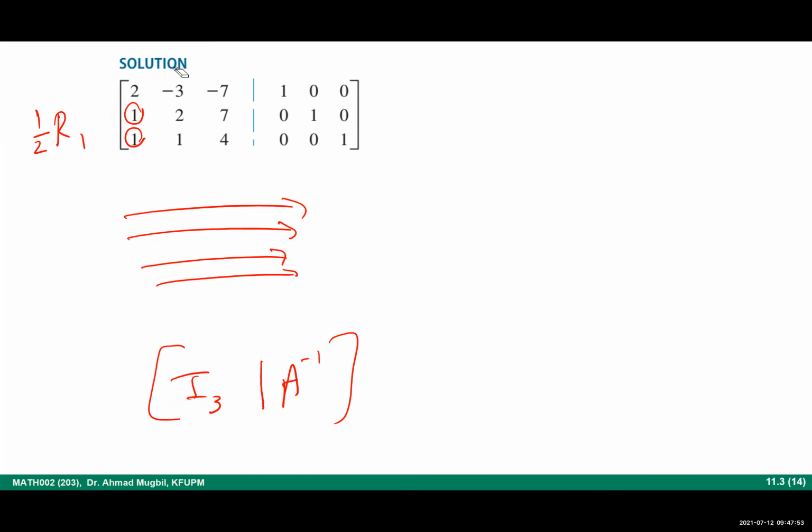No, I think minus 2. Why is it not a good option? Because we will have fractions. Then you need to use row number 1 to change row number 2 and row number 3, and this will make the operation so complicated. So try to avoid this option. It is not a good option.